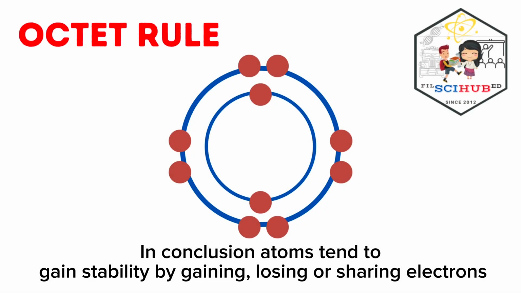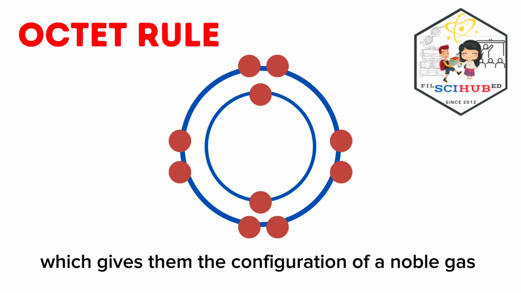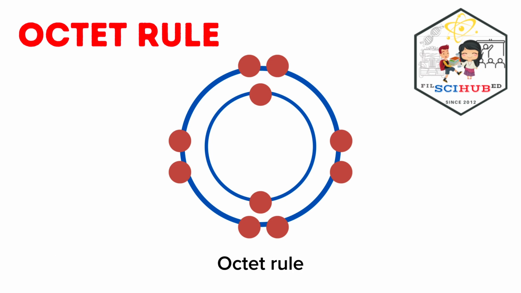In conclusion, atoms tend to gain stability by gaining or losing or sharing electrons, which gives them the configuration of a noble gas, and this defines the octet rule.